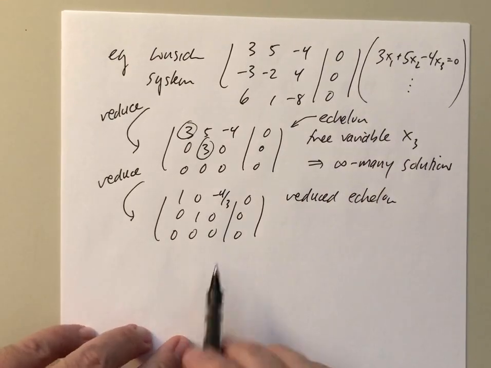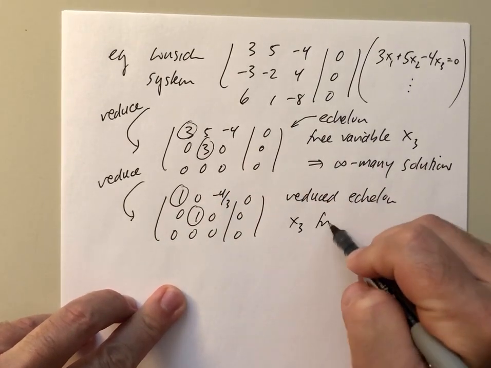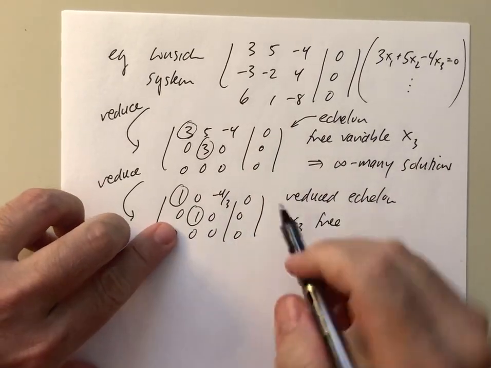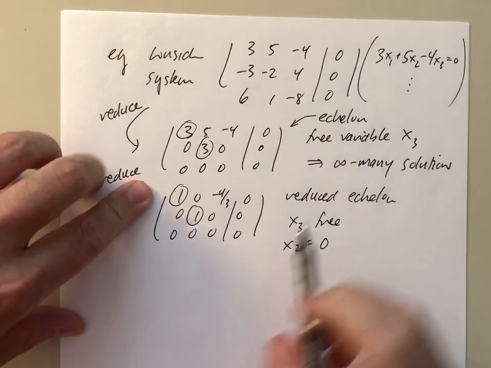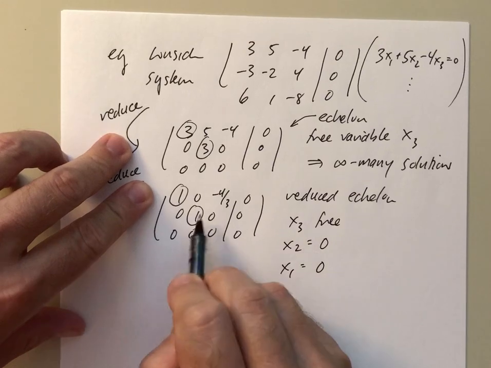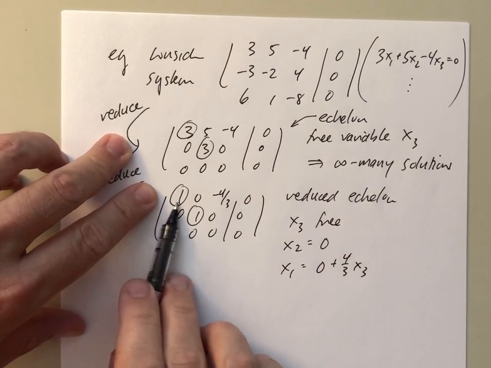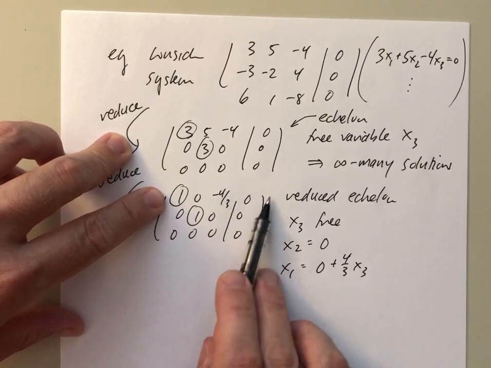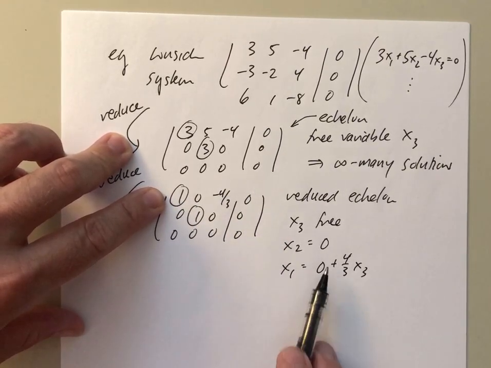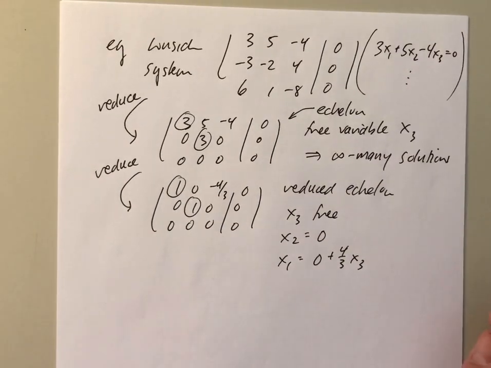And what do I see here? The usual thing. I know my pivots are here, so this means that x3 is free. What is x2? That second equation is just saying that x2 equals 0. And this equation is saying that x1 equals 4/3 x3. If you solve the first equation for x1, you get x1 equals 0, and you bring that minus 4/3 x3 to the other side, you get this. So this is old news. This is what we've seen before.